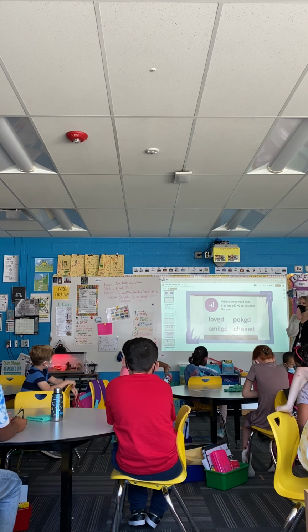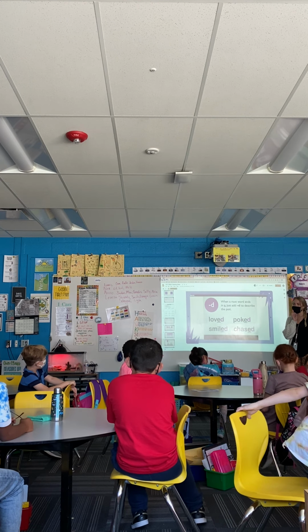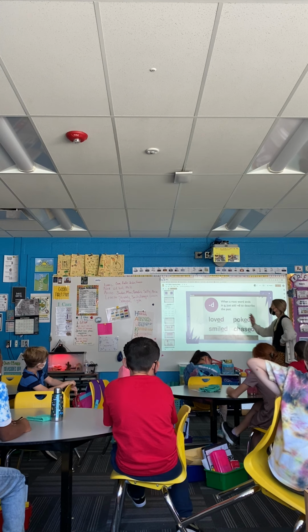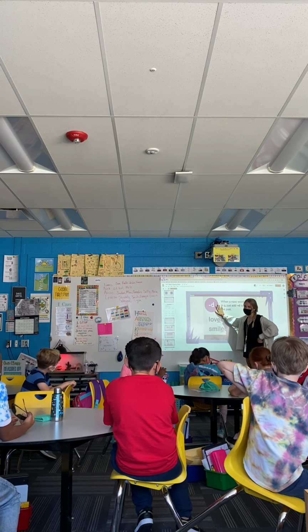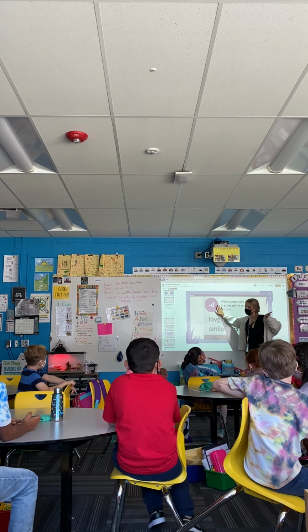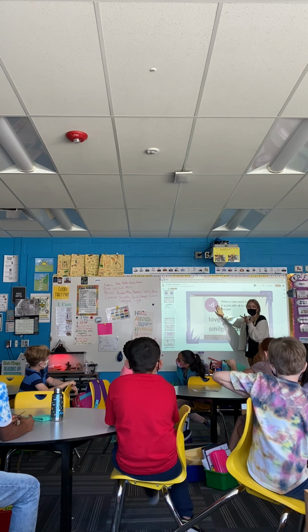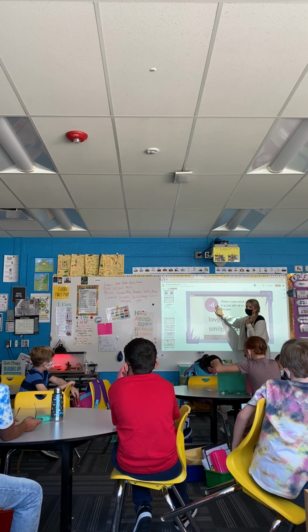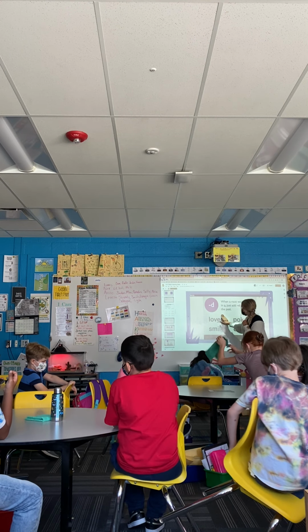Okay, so here are our rules. When the root word ends with an E, we just have to add a D to the end. That's it. Easy peasy. Root word ends with an E, we just have to add a D to the end. Easy peasy.